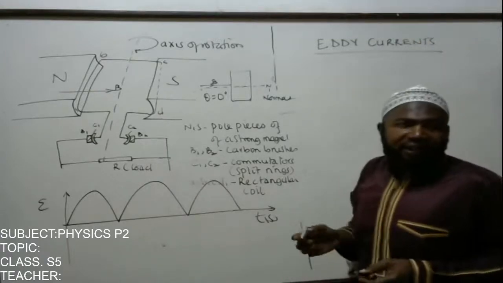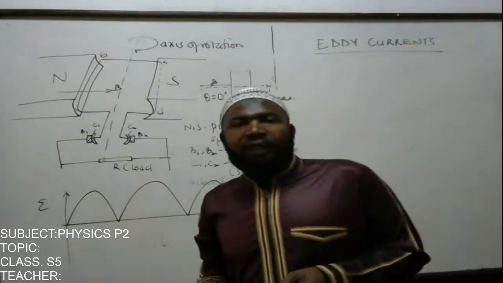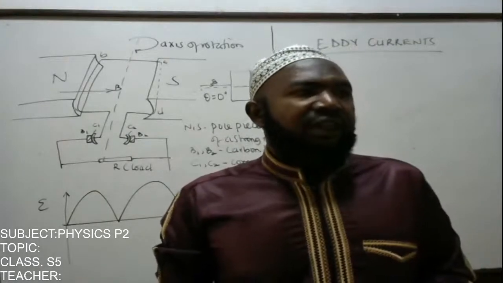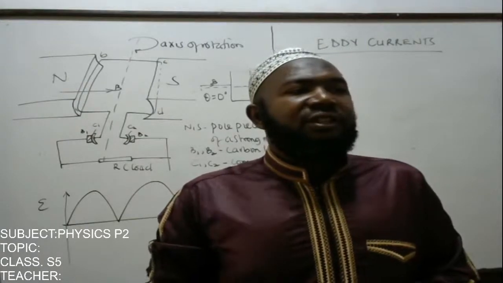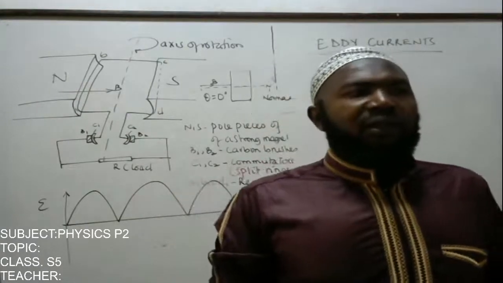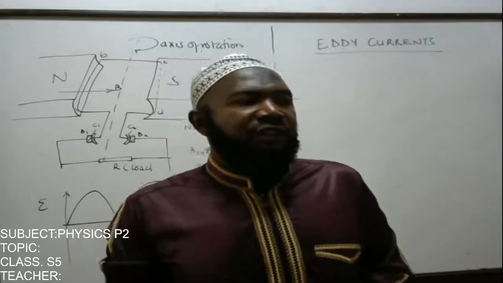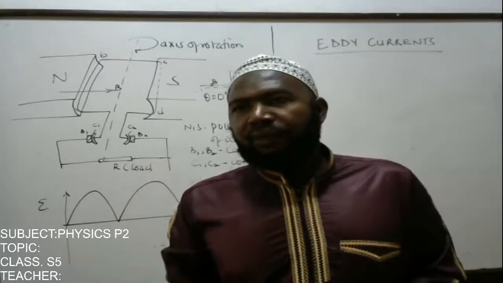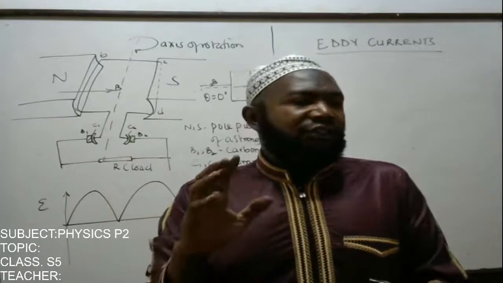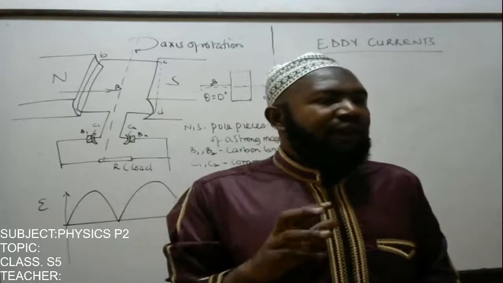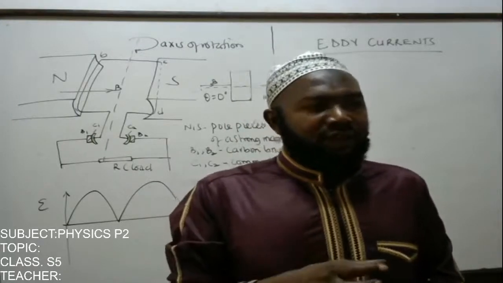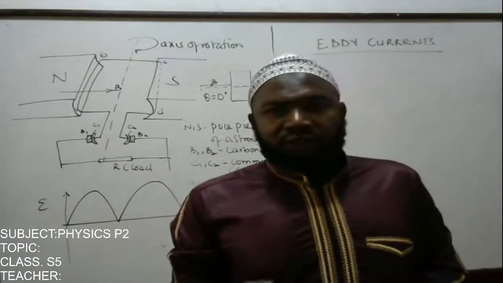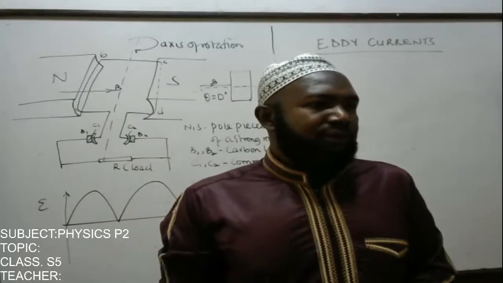Now, what are eddy currents? Eddy currents are induced currents in a metal. These are currents induced in a metal conductor whenever there is relative change in the magnetic flux linked with the conductor. In other words, whenever there is change in the magnetic flux density linking a given conductor, there is eddy current that circulates within the loops.